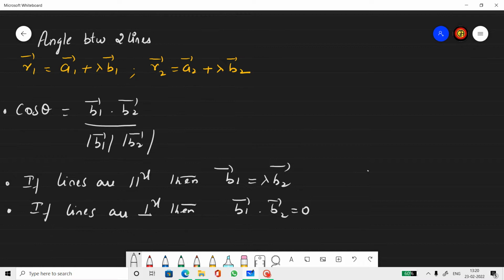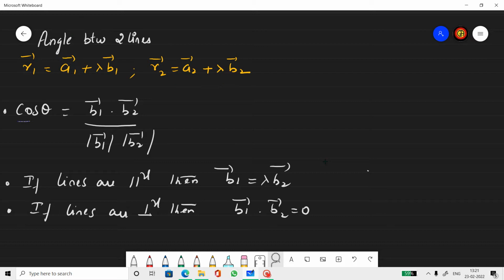Okay, so we saw equations of lines. Next is angle between two lines. The standard form of equation of a line is this, correct? R vector equals A1 vector plus lambda times B1 vector, where A1 is the passing through point and B1 is the direction vector. When I say passing through point, you should think that it's a position vector of the passing through point. Like that for the next line also.